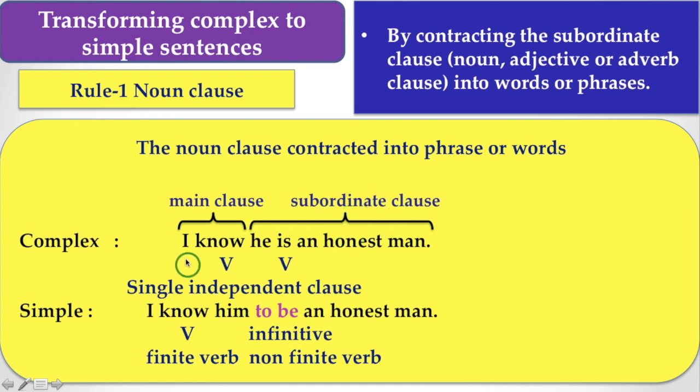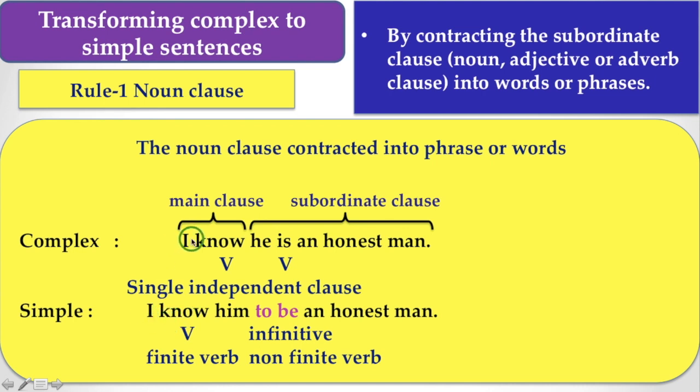And when you are asked to convert or transform this whole sentence into a simple one, you have to think about a single independent clause, because a simple sentence contains a single independent clause which has one finite verb only. That is the verb that can change according to subject or according to tense.